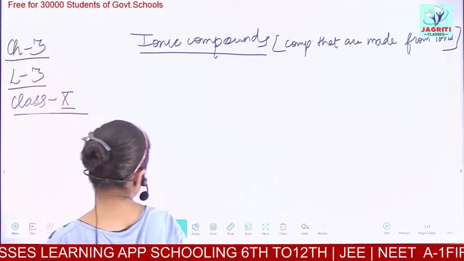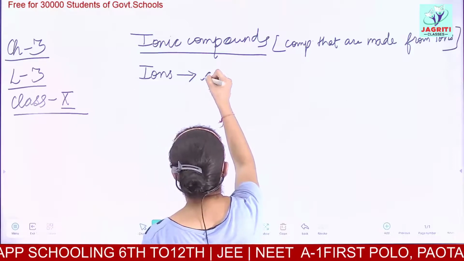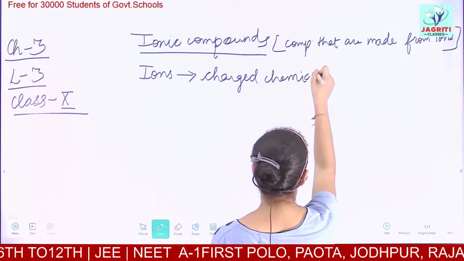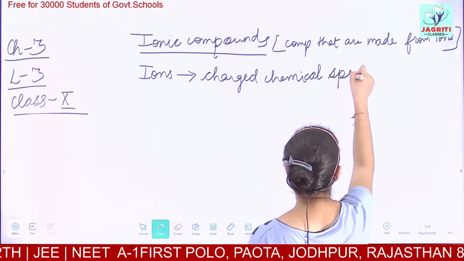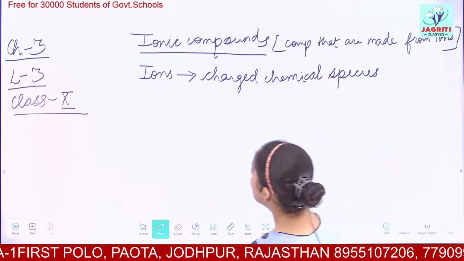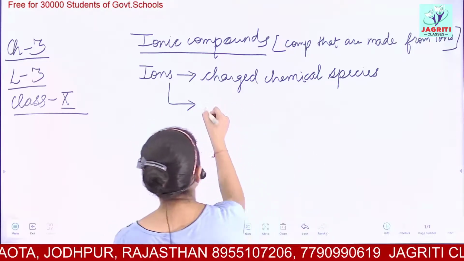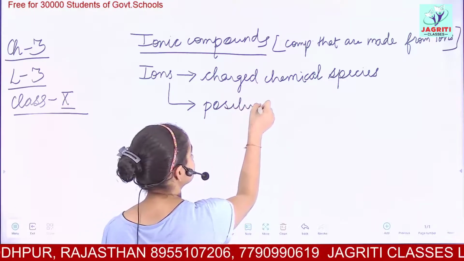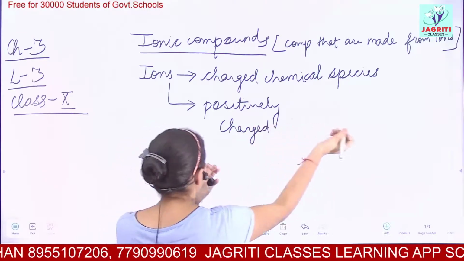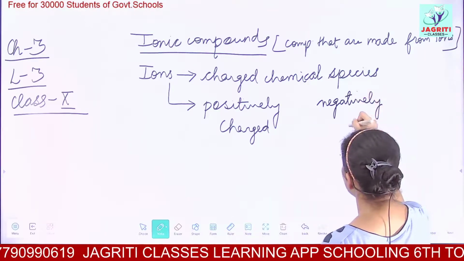And what do you mean by the term ions? Ions are charged species. Charged chemical species are called ions. Ions on the basis of charge can be divided into two types. That is, an ion may be positively charged, or it may be negatively charged. These are the two types of ions.